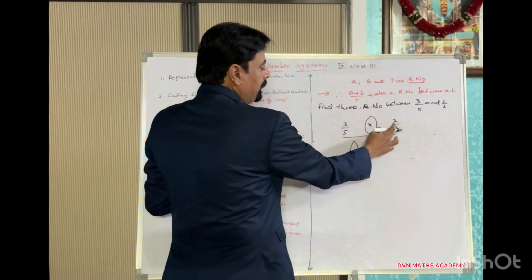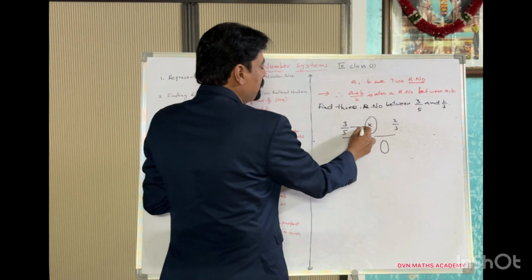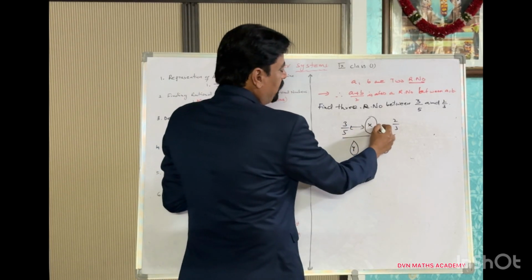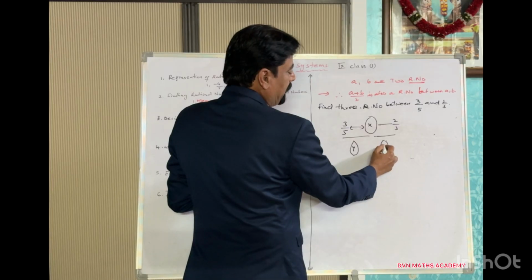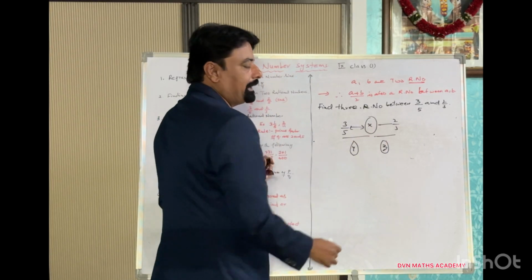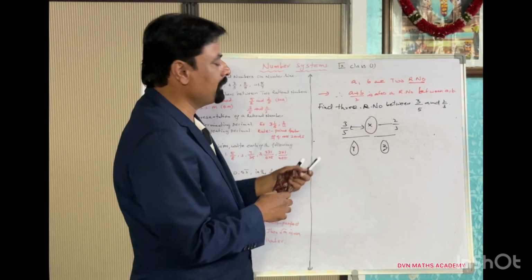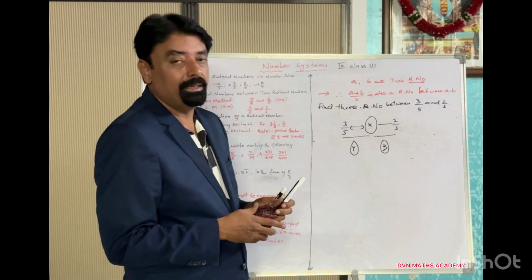The rational number between these two, that will be x. Afterwards, if you add these two and divide by 2, you will get another one, y. And afterwards you add these two and divide by 2, you will get another, z. So x, y, z are the rational numbers between the given two rational numbers. Like that also we can find, but it is a very lengthy process.